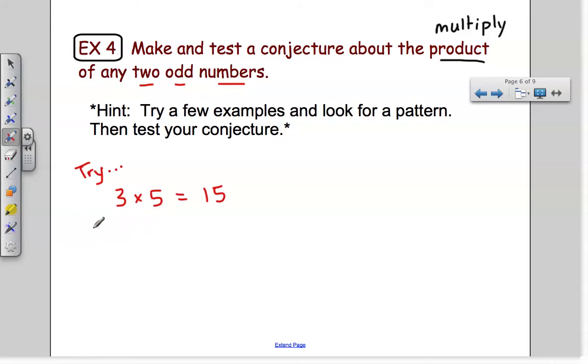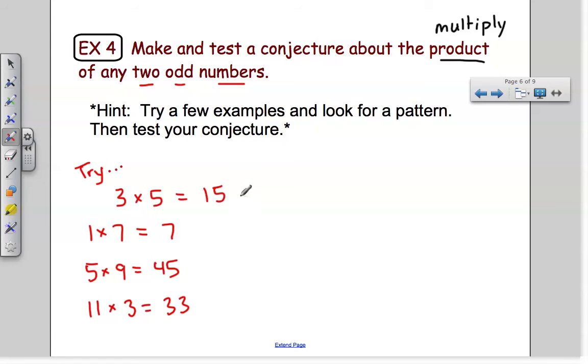Okay. Two more odd numbers. How about 1 and 7? And I'm supposed to multiply. So the product of 1 and 7 is 7. How about 5 and 9? 5 times 9 is 45. Let's try two more odd numbers. How about 11 times 3? I get 33. Alright, can we make a conjecture?